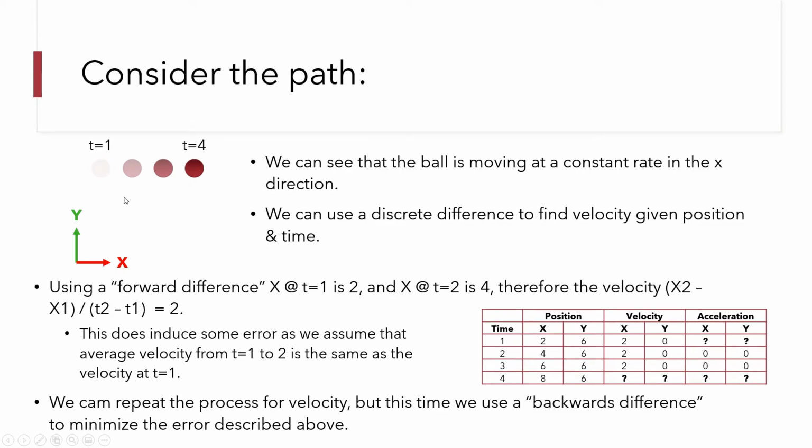This is probably the simplest example. Here we have a ball, an object moving along a constant path, or a linear path at a constant rate, right?